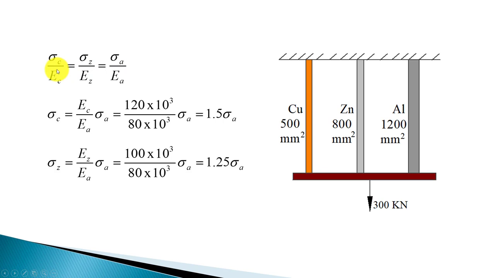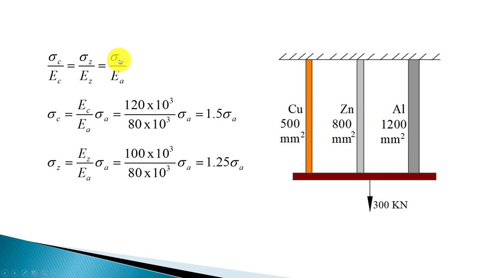Now from this you can get the relationship between stresses. There are three different unknown stresses. Using this relation we can reduce it into a single unknown. By taking the first and last part of this equation, sigma C is equal to EC by EA into sigma A. So I am expressing everything in terms of the stress in aluminum.